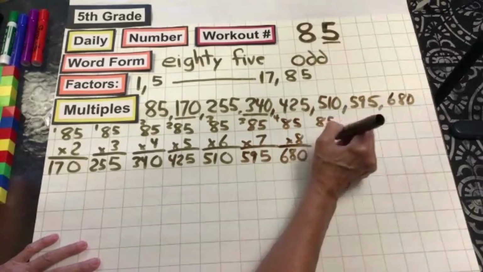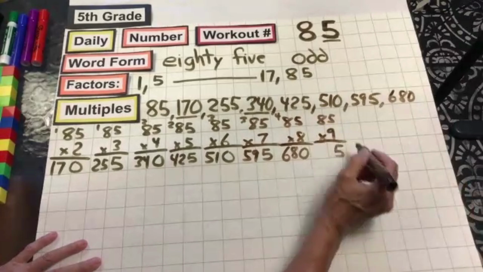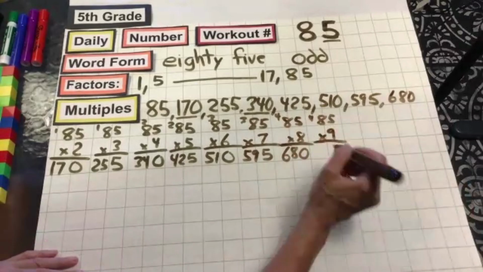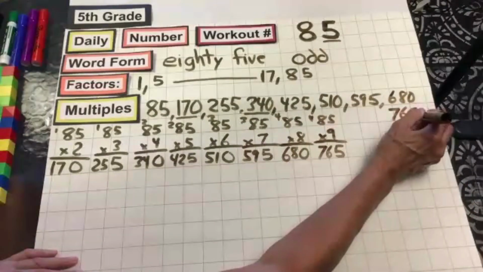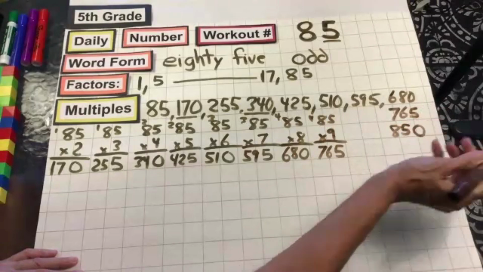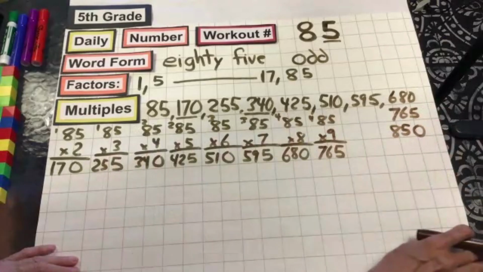9 85s. 9 times 5 is 45. Drop the 5, carry the 4. 9 times 8 is 72, plus 4 is 76. We have 765. And any number times 10 is that number with a 0 in the ones place. So there we have the first 10 multiples of 85.